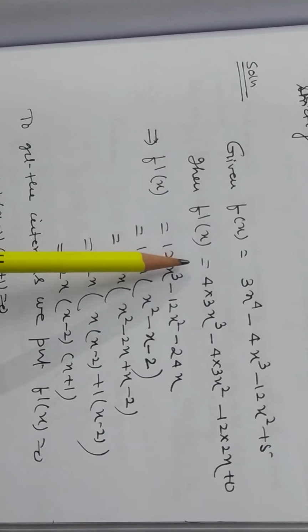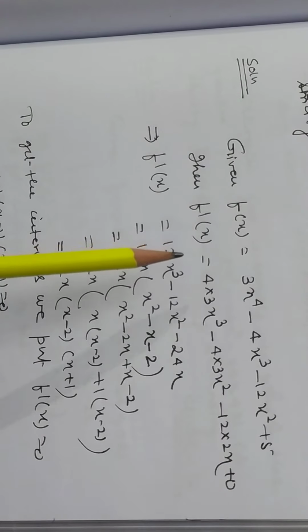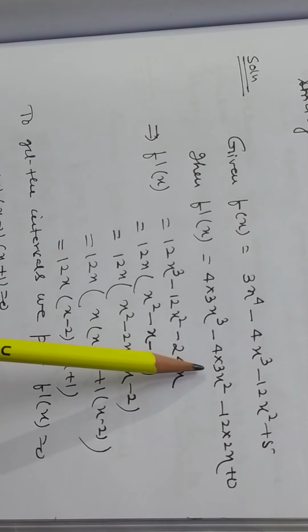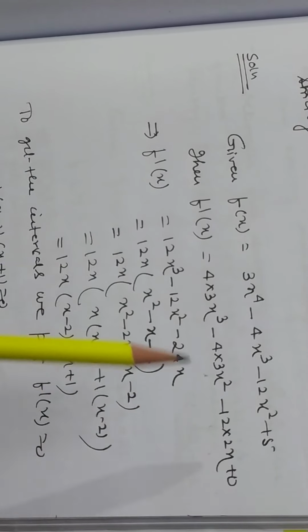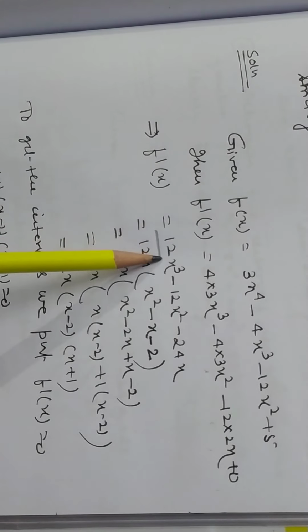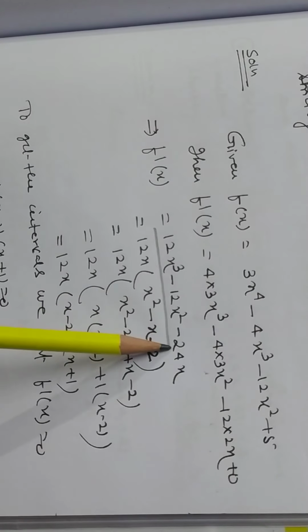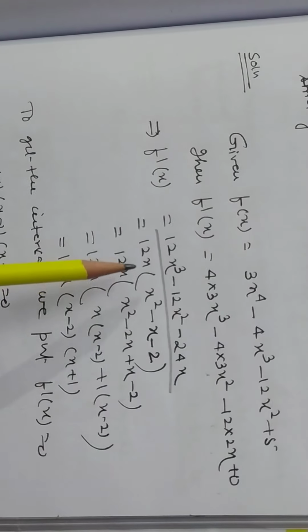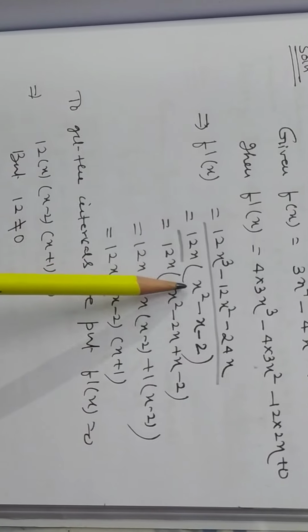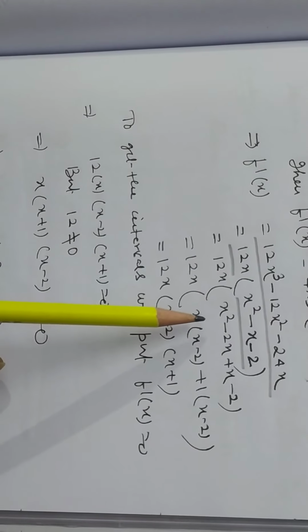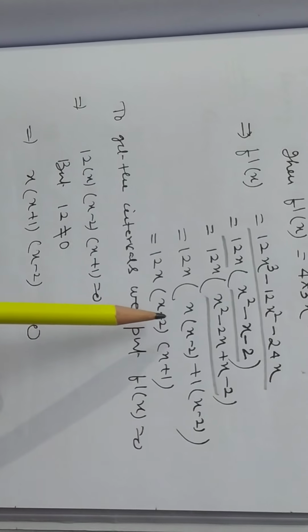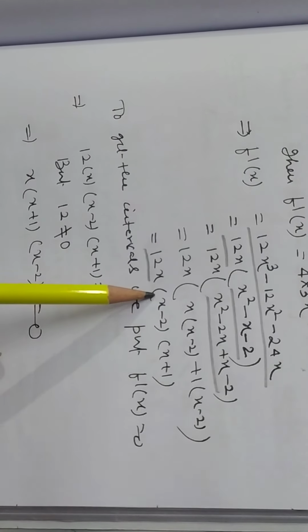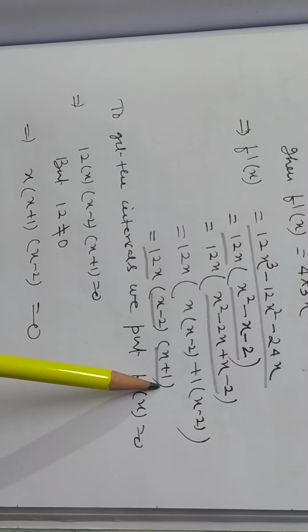Then f dash x is equal to 4 into 3x cube minus 4 into 3x square minus 12 into 2x. So f dash x is equal to 12x cube minus 12x square minus 24x. So taking common 12x, we have x square minus x minus 2. And factorizing it by splitting the middle term, we have 12x into (x minus 2) into (x plus 1).